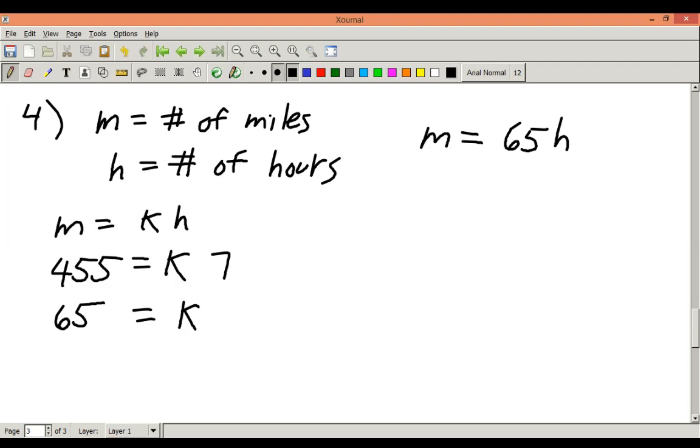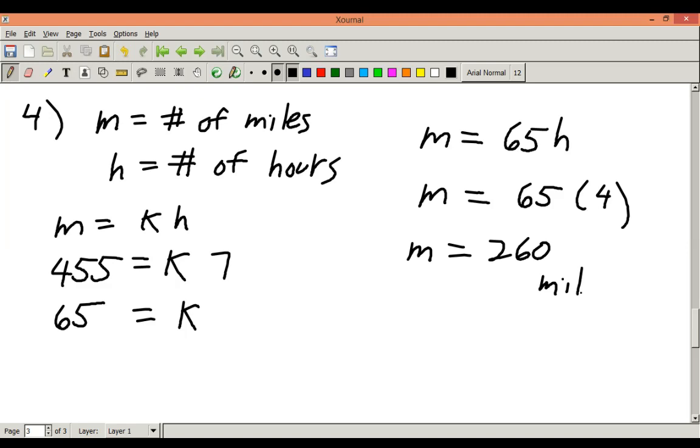So now they're wanting to know how many miles the train will travel in 4 hours. So we'll just plug that 4 in for 4 hours, and so it's 65 times that 4. So the train will travel 260 miles in 4 hours. So 260 miles. Again, don't forget to put your label on your answer.